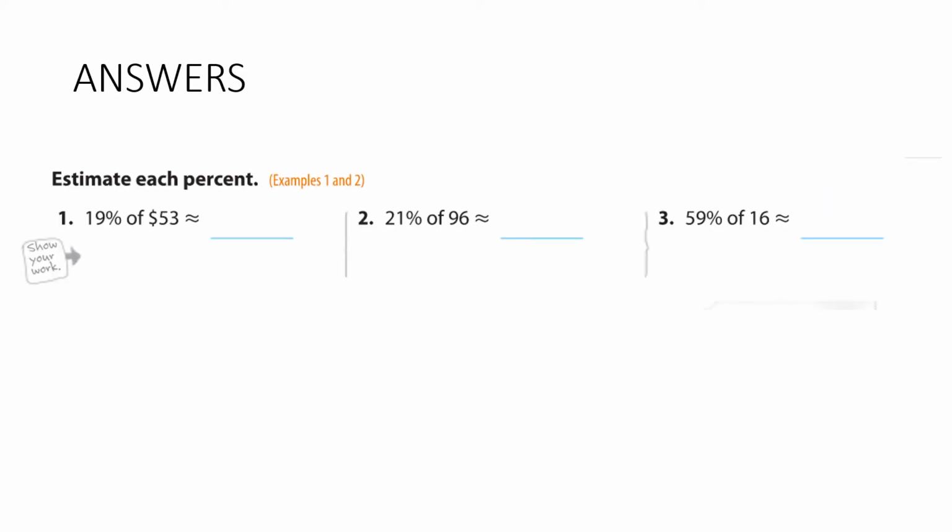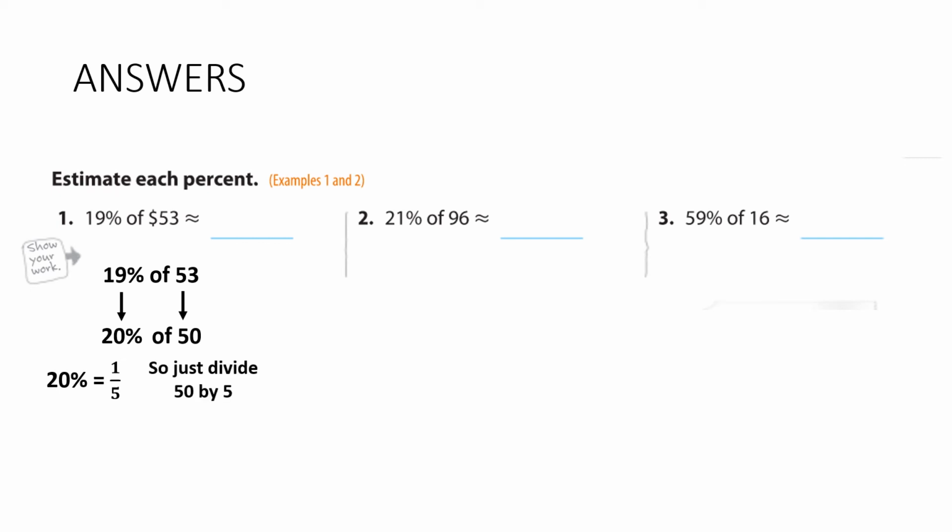All right, hopefully by now you've been able to complete these questions on page 140. The first one here, 19% of $53. We're going to turn that into 20% of 50. And since 20% is equal to 1/5, all we're going to do to solve this is divide 50 by 5. 50 divided by 5 is 10. So 19% of 53 is approximately 10.